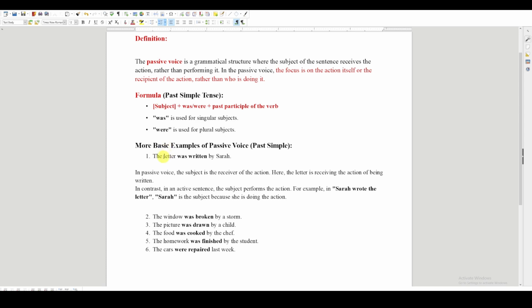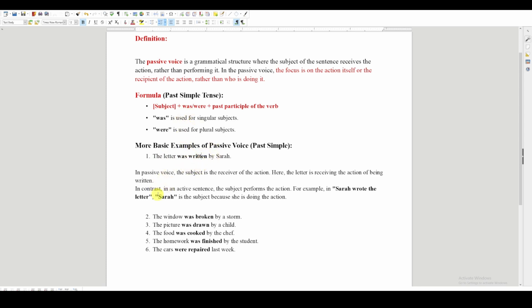It is the letter. So the one or the thing that is receiving the action, we call it the recipient or the receiver. We call the receiver what? The subject. Yes, correct. Lovely. So again, the letter is the subject. We're gonna say was because there's only one letter, and written is the past participle.